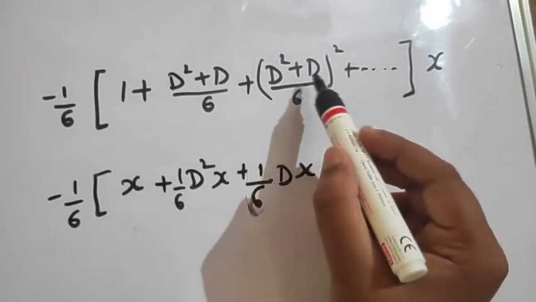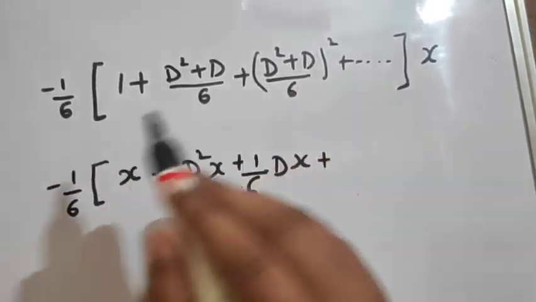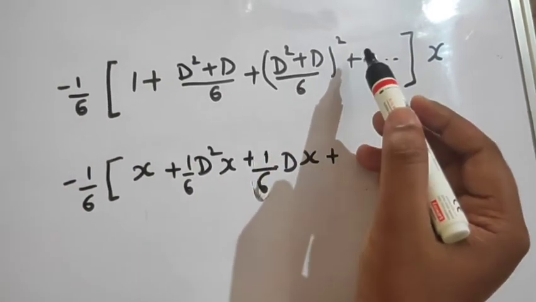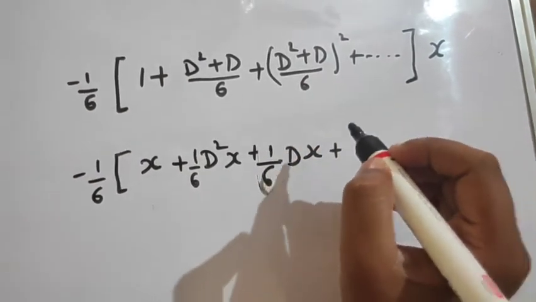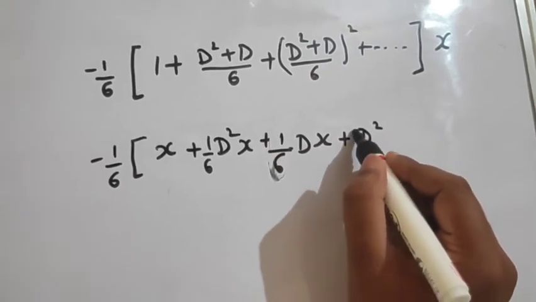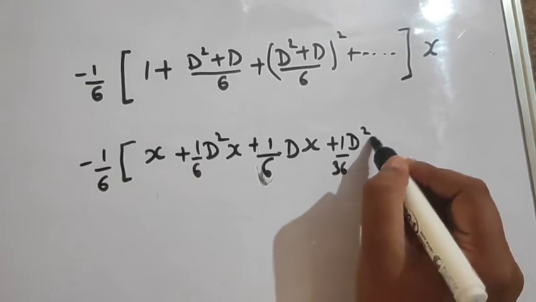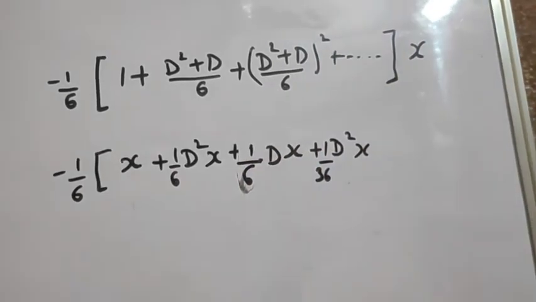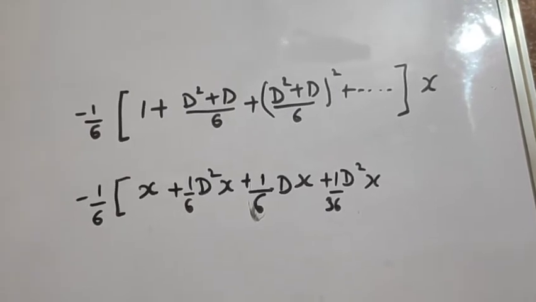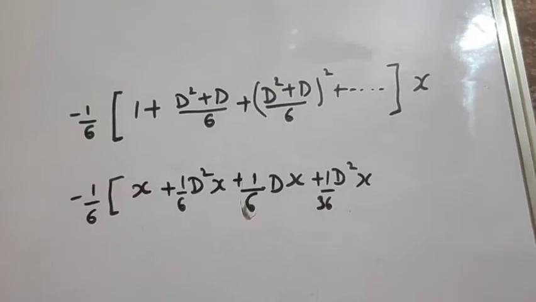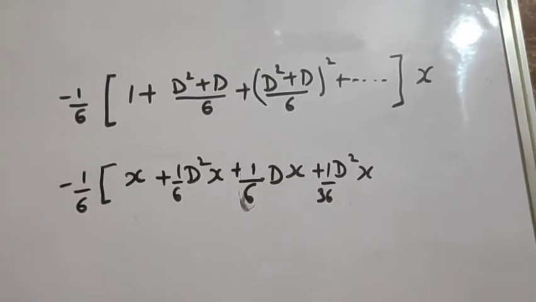Now coming here, d power 4 you will anyway neglect, because the fourth derivative is going to be 0. D square, you will at least write D square. So D square by 36. So 1 by 36 out of X. And then you will not write the 2ab term also, because that will also give you a cube. So don't need to write further.